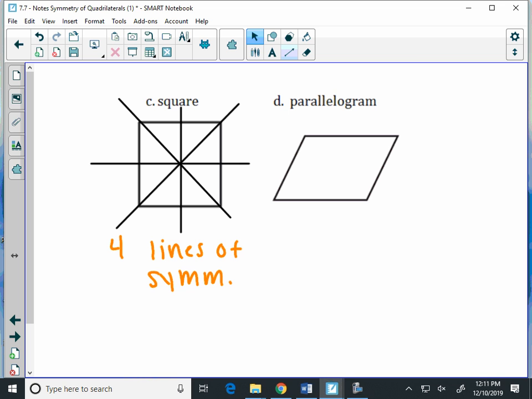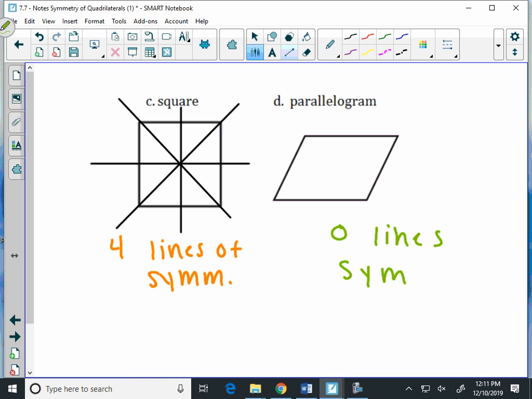What about a parallelogram? Any way we can draw any lines on a parallelogram? No. Regular old parallelograms have 0 lines of symmetry, because there's no really big special trait about them. Rhombus, all 4 sides are the same, so things can match up. Rectangle, all the angles are the same, so things can match up. There's nothing like that with a parallelogram. So all regular parallelograms have 0 lines of symmetry. You cannot draw any sort of line and fold it, and it will map up.